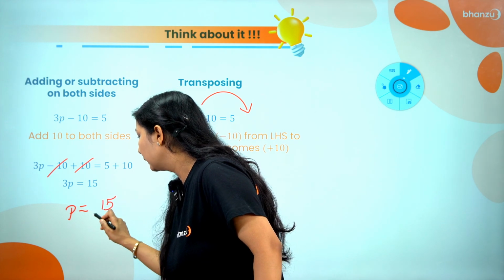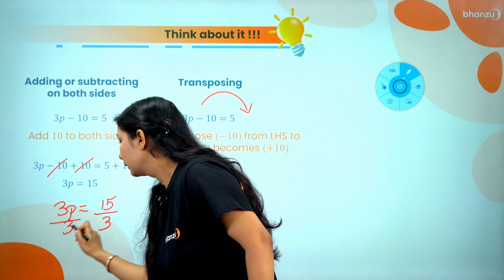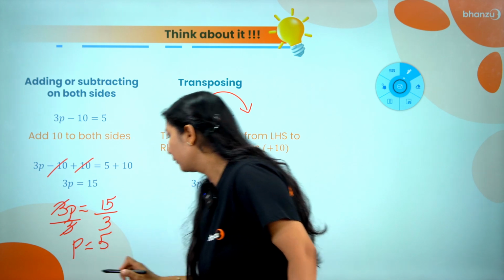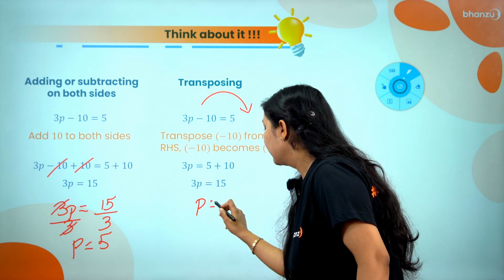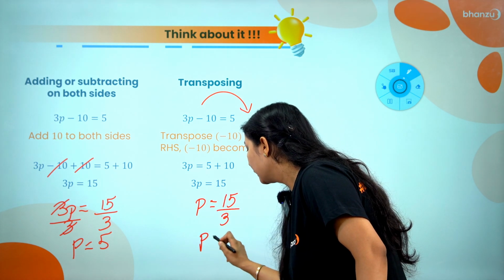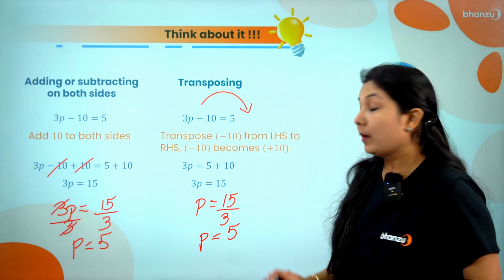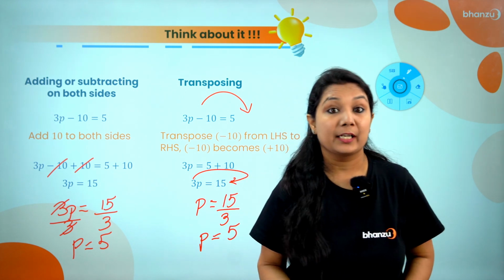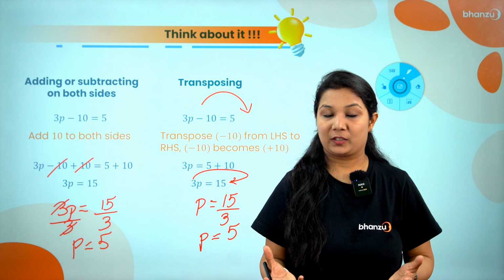15 by 3 here also, and here it would be 3p by 3. 3 gets cancelled, so you get p is equals to 5. And here p is equals to 15 by 3, directly we can write, and p is equals to 5. So the final answer to it is the same. But here we just transpose the number from one side to the other, making the sign opposite of it, right?